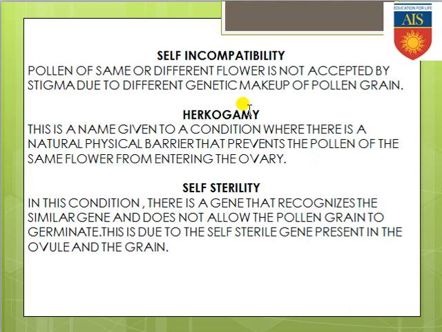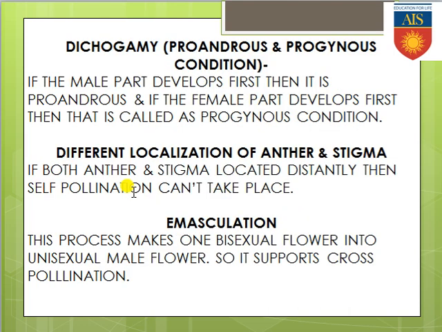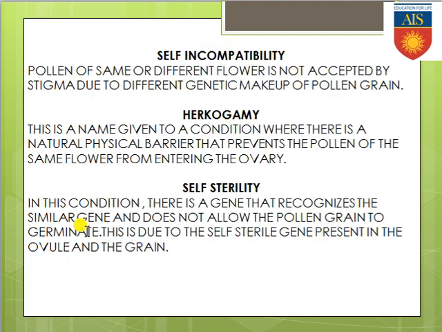So in these two slides, whatever points we have covered are actually helping in cross-pollination, not self-pollination. First one is dichogamy, within that proandrous and progynous conditions are there. Second one is different localization of anther and stigma. Third is emasculation, that is the removal of the male part. Fourth is self-incompatibility. That is also very important, because when the genetic makeup is not similar, obviously they are incompatible for each other, pollen grain and the ovule or ovary portion. Then obviously they have to choose the cross-pollination pathway.